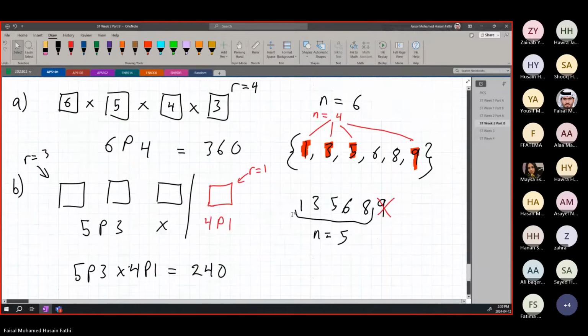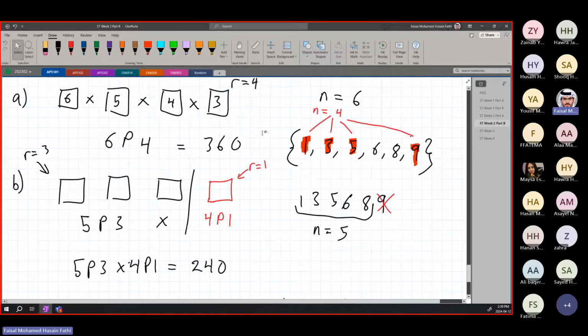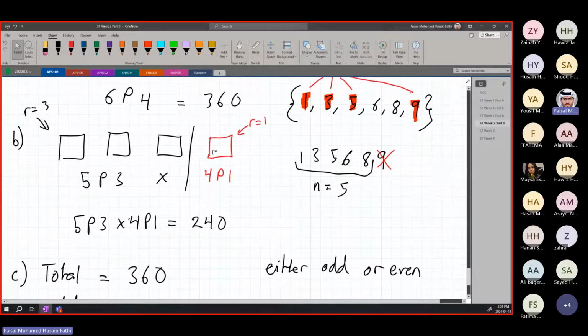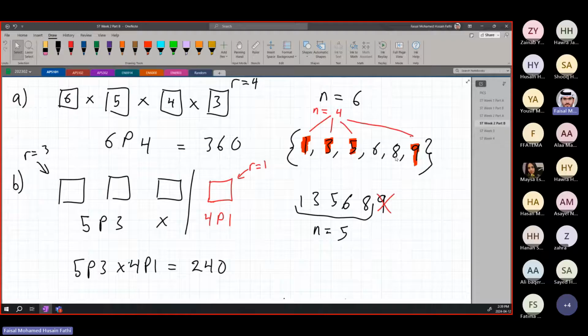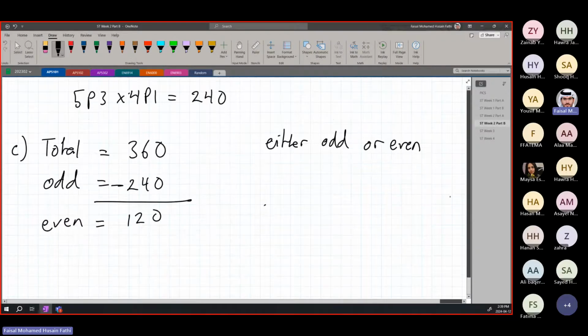If you want to check your work, you can do the same method that we did here for the odd, but for the even numbers, the 6 and 8. If you notice, the only thing that will change is the box at the end. Instead of 4p1, we have two choices, so it's going to be 2p1. So it's going to be 5p3 times 2p1, which is also 120. So another way would be 5p3 times 2p1.